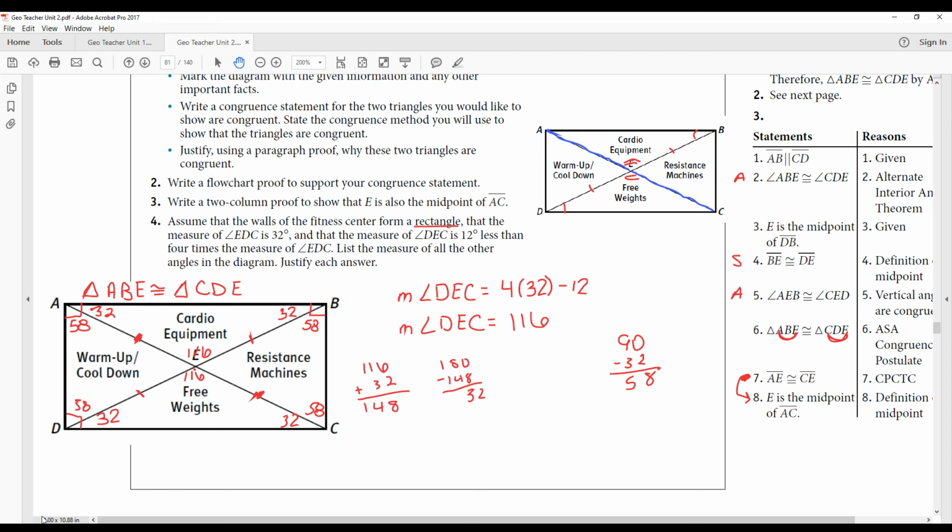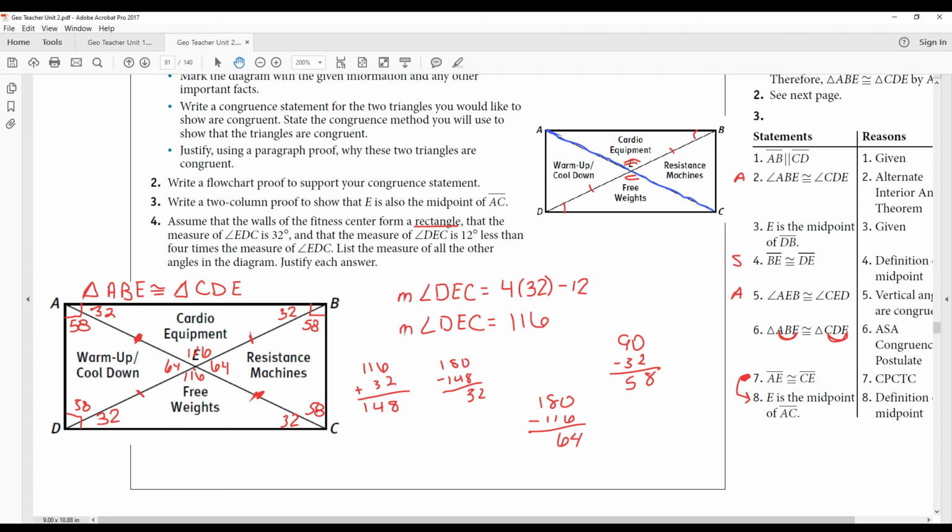And then what about these two? Well, you can either do 58 plus 58 and subtract it from 180, or you can say that these two right here are supplementary and just say 180 minus 116. That'll be 64. Is that right? Yeah. So this is 64 and this is 64.